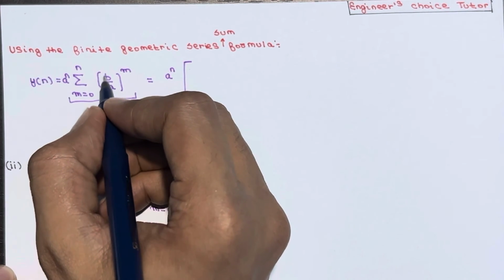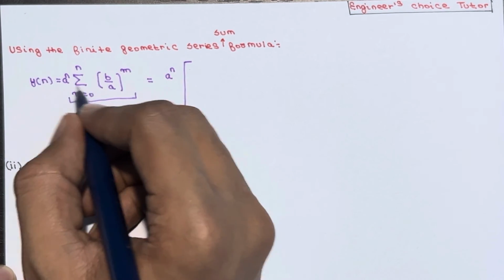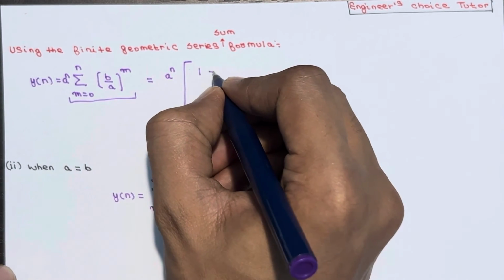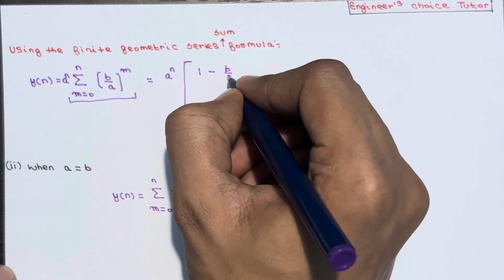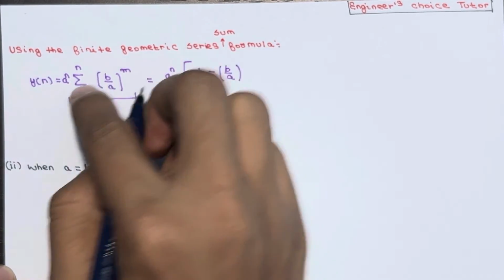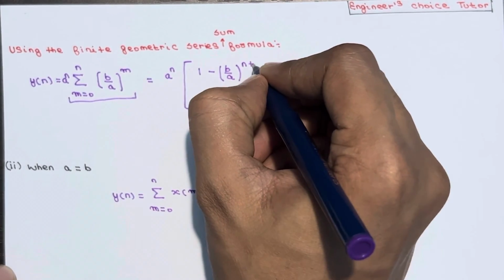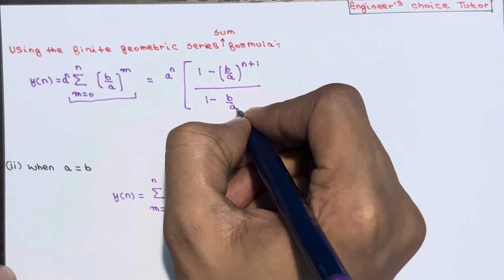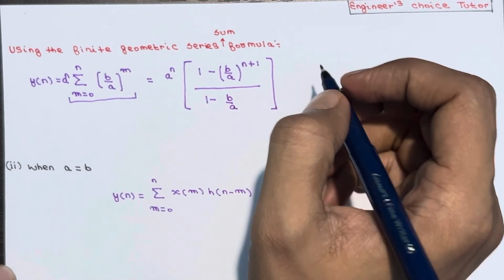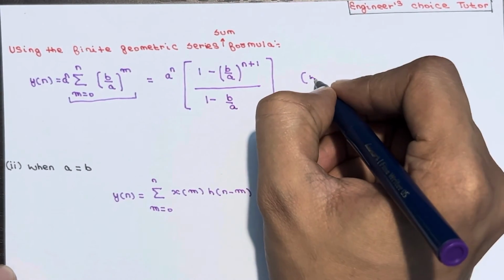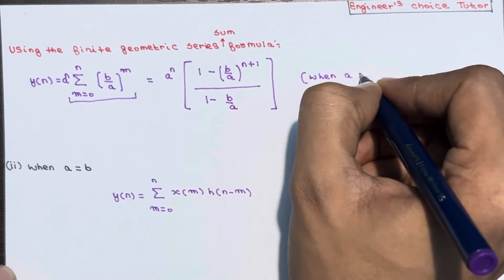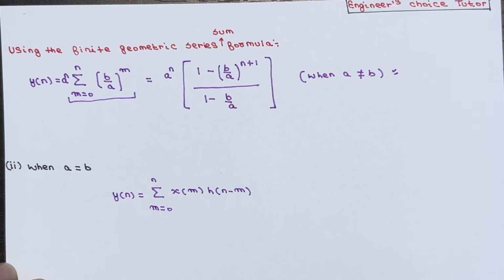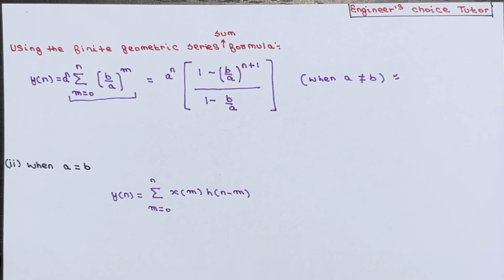So here what is present? (b by a) to the power m, and the summation limit is m equal to 0 to n. So it will become 1 minus (b by a) to the power of the upper limit n plus 1, divided by 1 minus b by a. At what condition? When a is not equal to b. Hope it is clear to you.